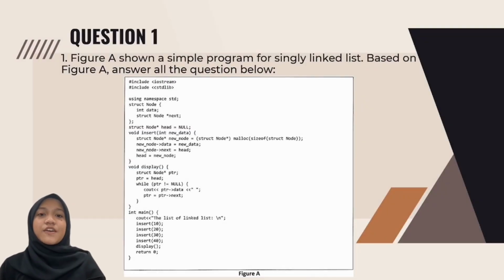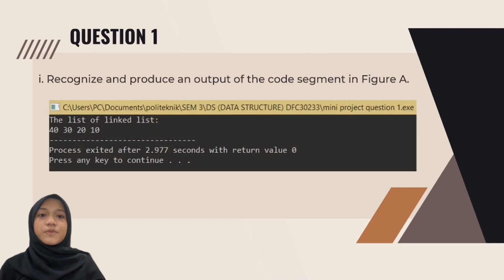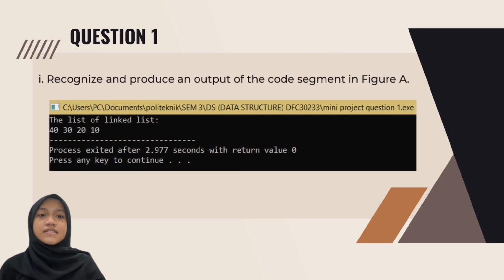Question 1. Figure A shows a simple program for a singly linked list. Based on Figure A, answer all the questions below. So, this is the simple program that we need to type in C++ to see the output. The first Roman question is to recognize and produce an output of the code segment in Figure A.